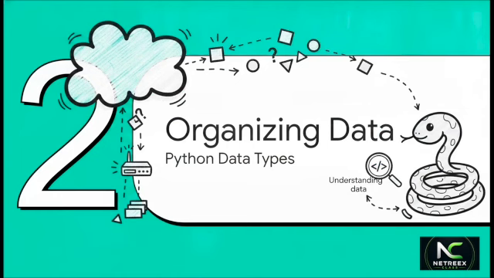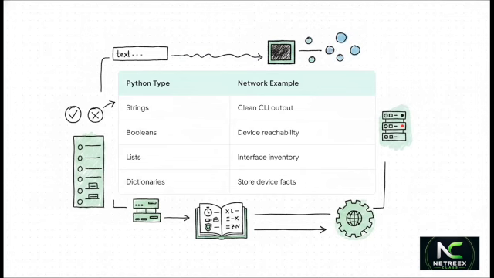Moving right along to Section 2. Organizing network data. Let's look at how Python actually understands the info you pull from your routers. The crucial thing to grasp here is that basic programming concepts map directly to your daily network reality. For instance, strings help you build configuration commands or clean up CLI output. Booleans, they just give you a simple true or false for whether a device is actually reachable. Lists are perfect for keeping an ordered inventory of your interfaces, while dictionaries store named facts, things like the vendor name or the OS version. It's basically taking chaotic text output and turning it into structured information we can actually use.